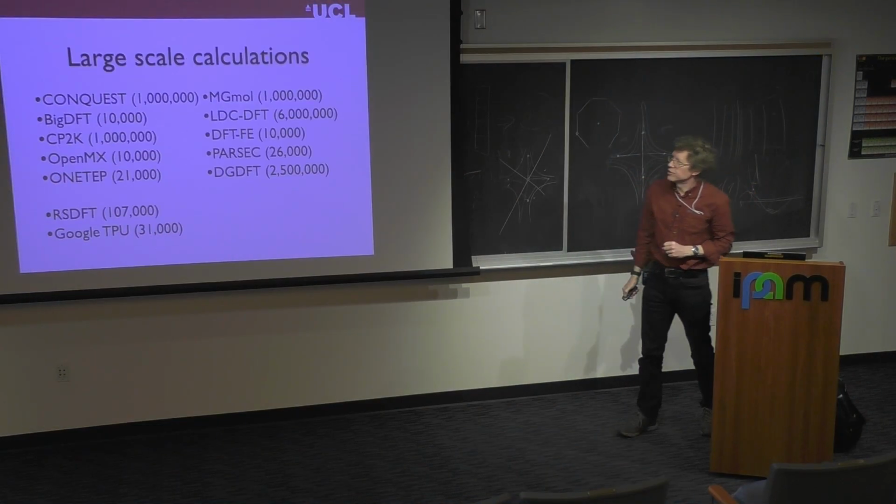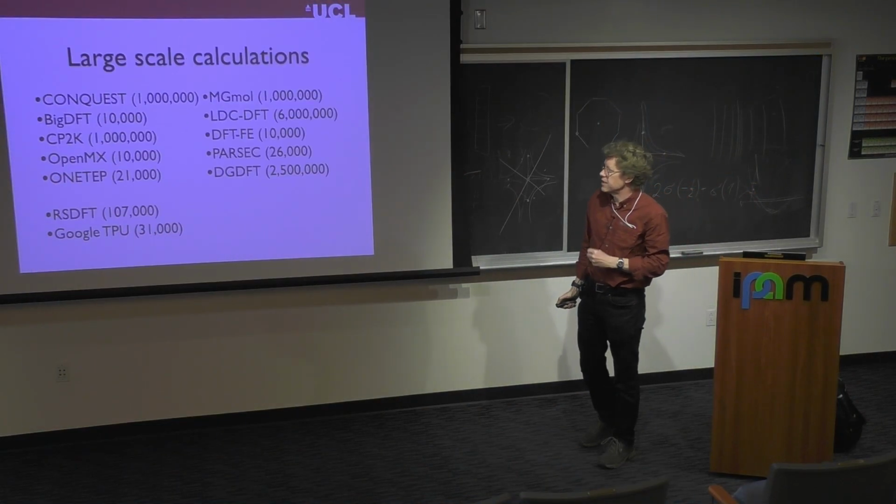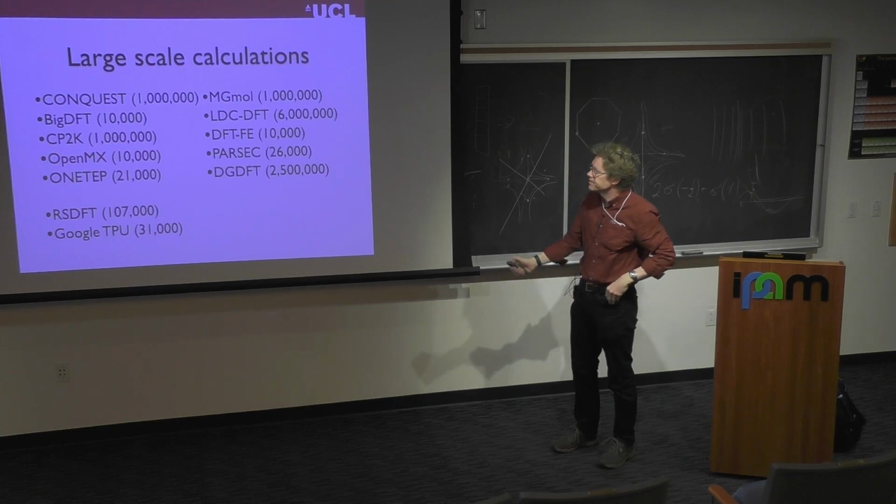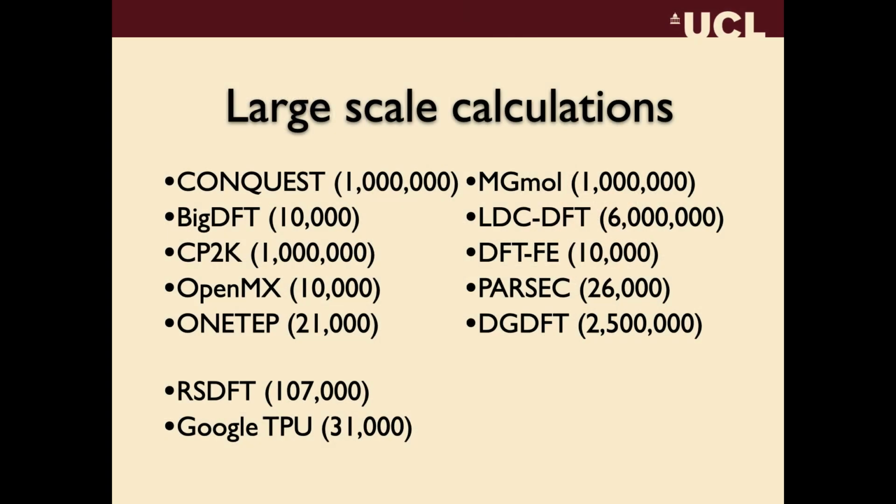So here are some examples of large-scale DFT calculations for various different codes. Of course, CONQUEST is at the top because that's my code. But we've got a number of codes now which have definitely demonstrated you can go to millions of atoms. You've got codes which have definitely gone over tens of thousands of atoms, and all of these calculations here are linear scaling. The bottom two here are exact diagonalisation or cubic scaling calculations.